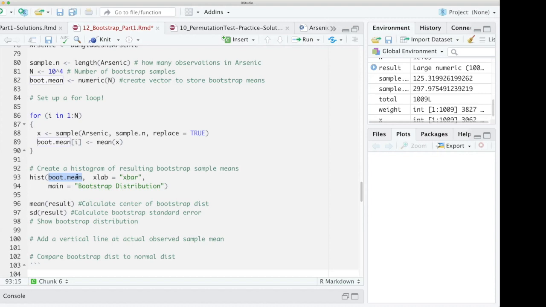Okay, and then we can calculate these values over here. And I will store these in what I'll call the center of the bootstrap distribution. And over here, I'll call this the standard error of the bootstrap distribution.